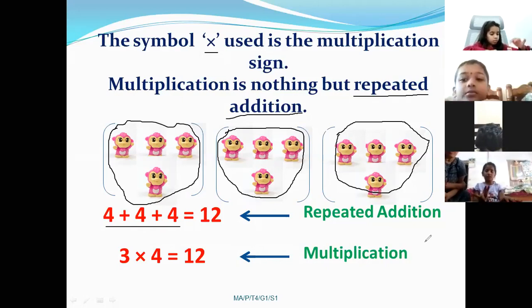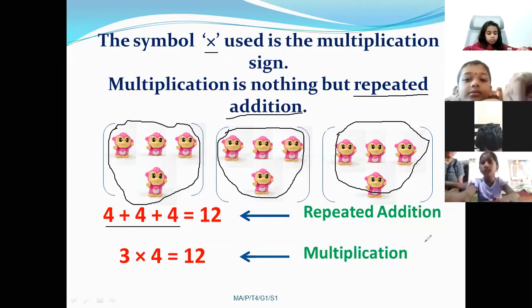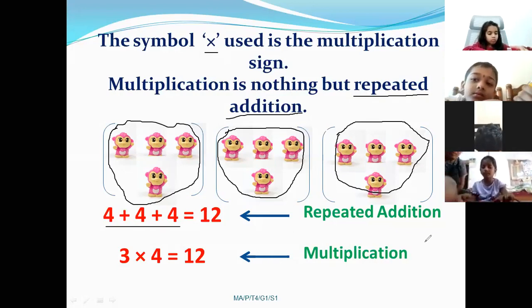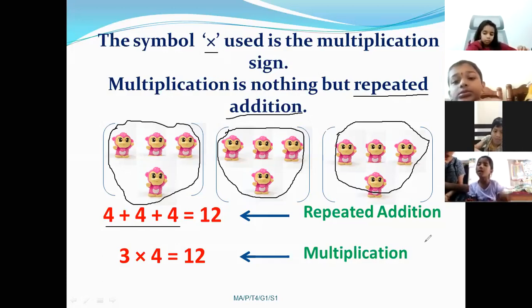Ananya, unmute yourself. Ananya, tell me why we have written 4 here 3 times. Yes, because there are how many groups? 3. Yes, we have written 4 here 3 times because there are 3 groups. If there were 5 groups, we would have written this 4 five times.